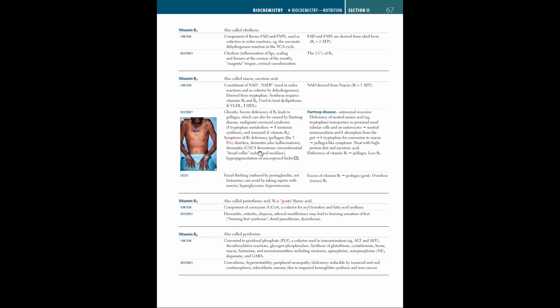The C3-C4 segments dermatome, circumferential broad collar rash, as you can see here, is called a Casal necklace, and hyperpigmentation of sun-exposed limbs, as you can see here as well.